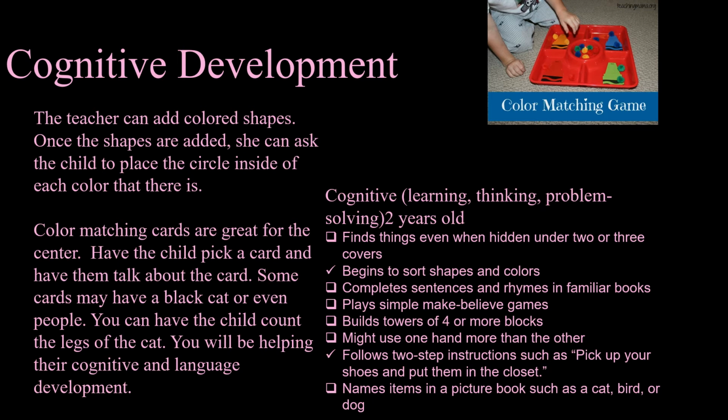And so off the developmental checklist, I put that he begins to sort shapes and colors, because he's doing his shapes and colors, and follows 2 step instructions. And I say that because I'm sure the teacher said, well, pick the color and then put the color in the correct color, if that makes sense.